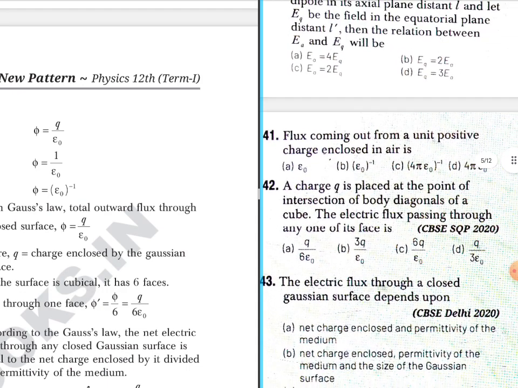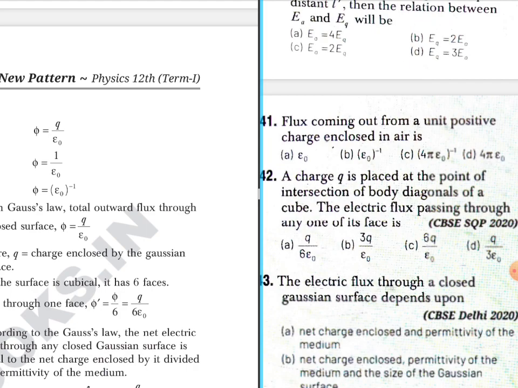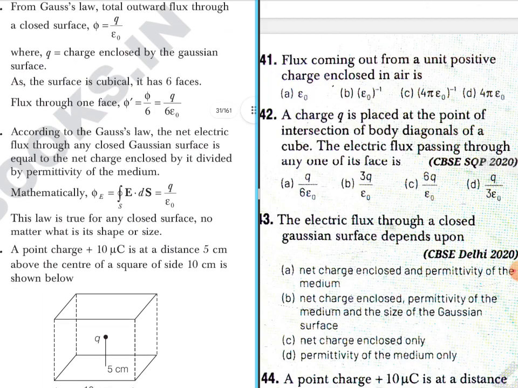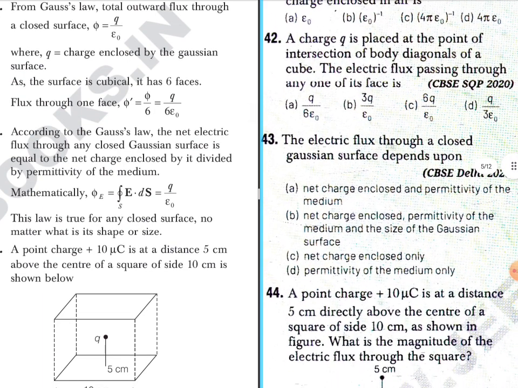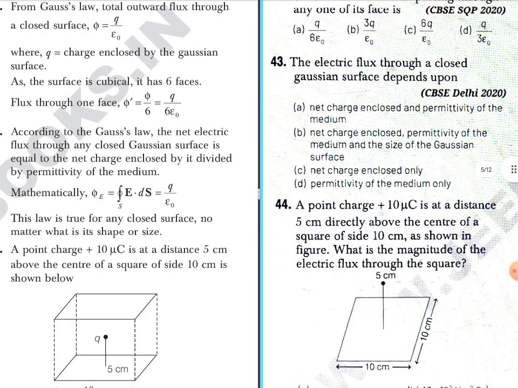42nd, a charge Q is placed at the point of intersection of two diagonals of a cube. It is exactly at the geometric center of the cube. The flux coming out of one of the faces is Q by 6 epsilon naught, which is option A. The electric flux through a closed Gaussian surface depends upon the charge enclosed and the permittivity of the medium. So option A is the right answer.